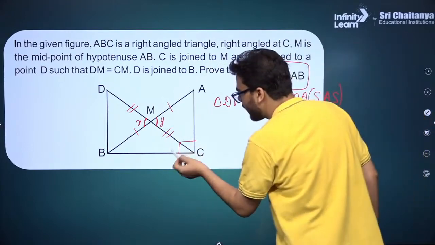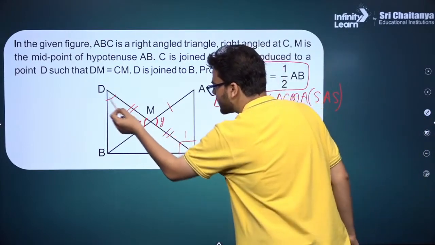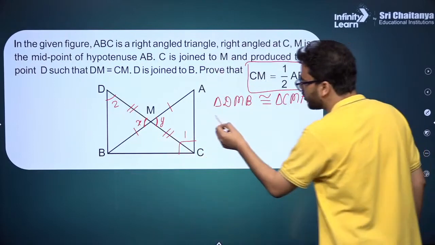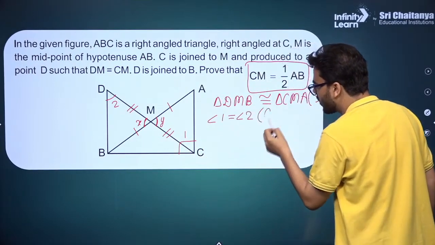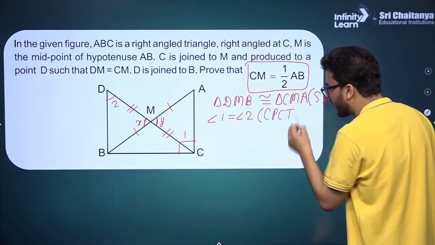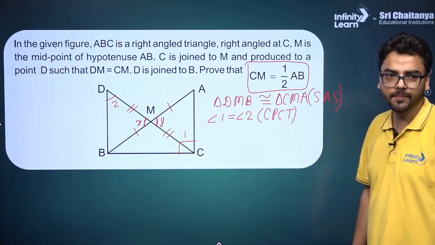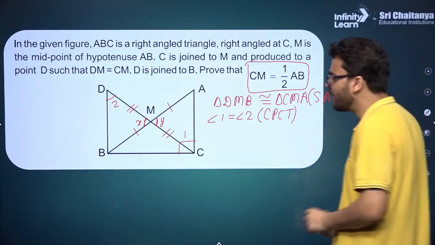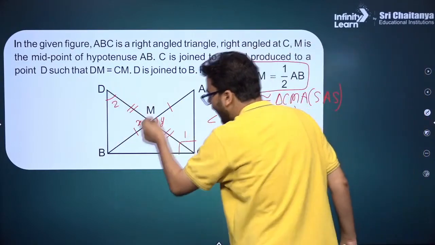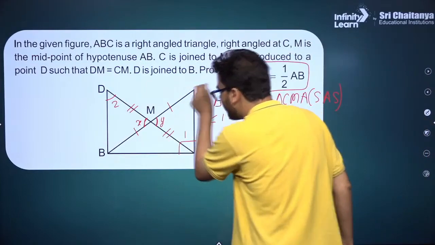And suppose now if I name this angle 1 and I name this angle 2, so can I say over here that angle 1 is equal to angle 2, guys? Because they are corresponding parts of congruent triangles. Do you agree with me? They are not RHS, Kunal. I am doing triangle DMB congruent to CMA.